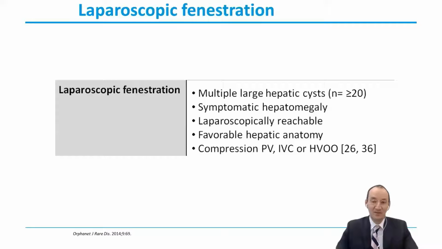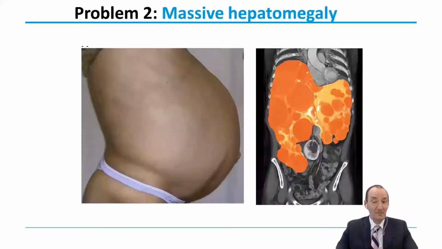So, laparoscopic fenestration is well suited for laparoscopically reachable, larger cysts with a favorable hepatic anatomy, and in particular for cysts that obstruct the hepatic vein or the caval vein.